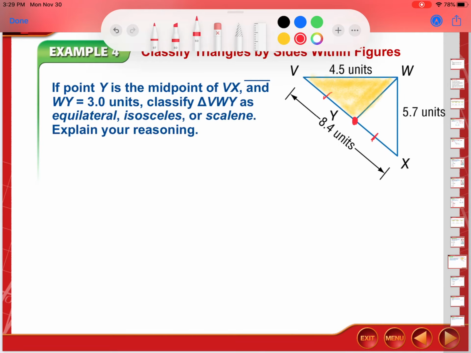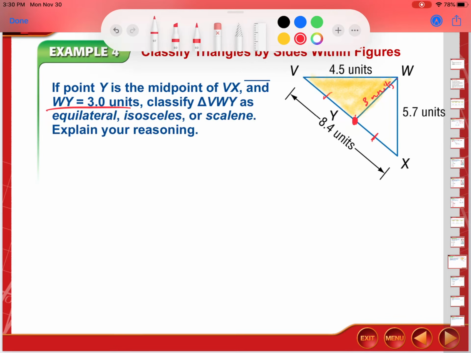So, first things first, we have to determine, well, you know what? Let's label everything we know first. So, WY is 3 units. So this line here is 3 units. And that's given in the question.